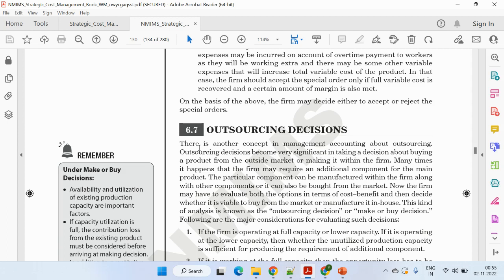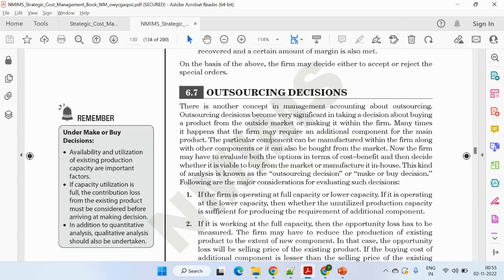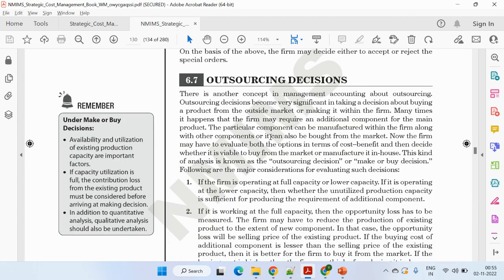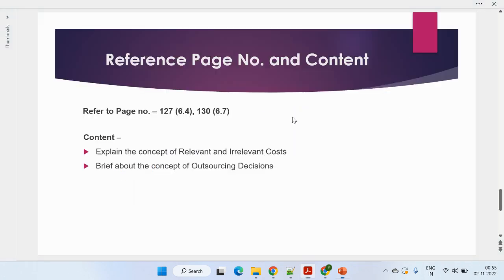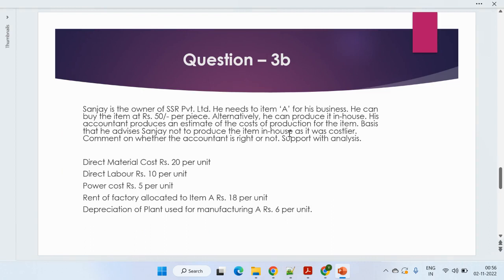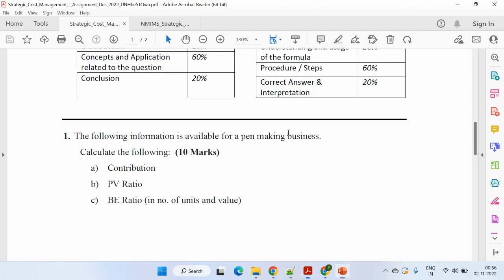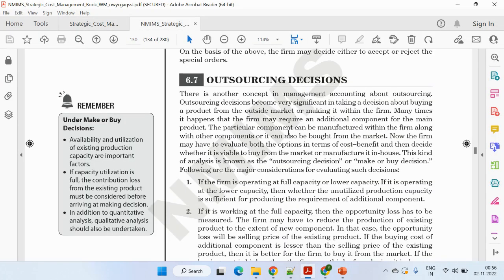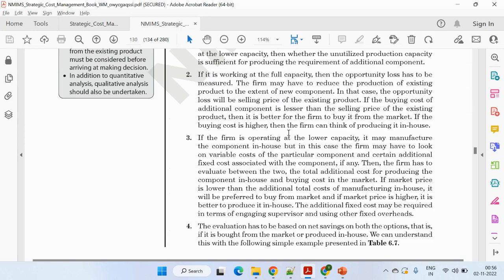So the question is all about the outsourcing decision, which, based on the calculation of the accountant, Sanjay needs to decide. I think the person's name is Sanjay, if I'm not wrong. Yes, Sanjay, he's the owner, right? So if we calculate, because in the question it's clearly being asked whether the decision of the accountant is correct or not, and support with the analysis. There might be a single line answer that it's yes or no, and you can show the calculation. But it's important to give a brief about the other stuff, like we have discussed about the outsourcing decision.